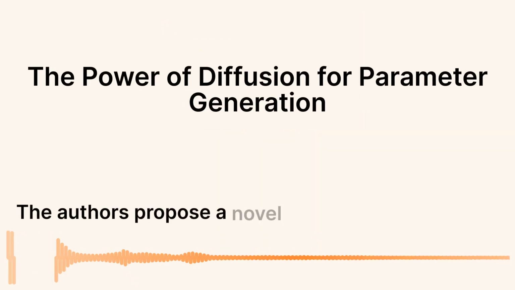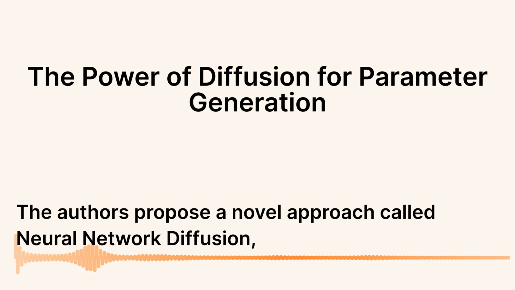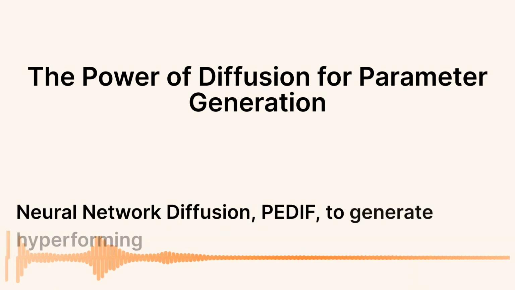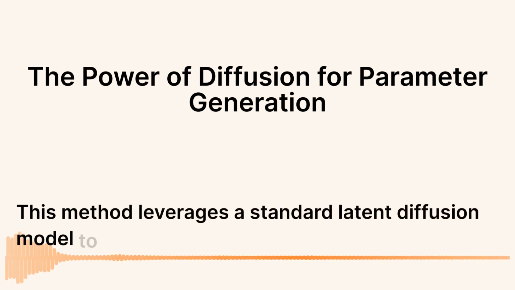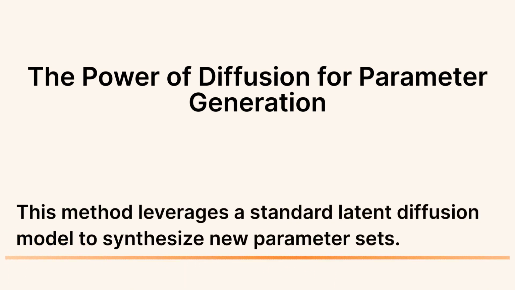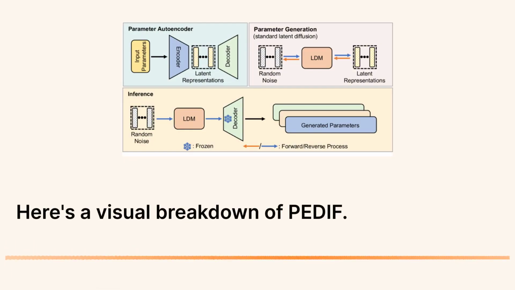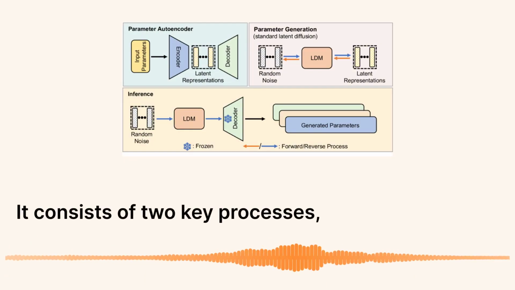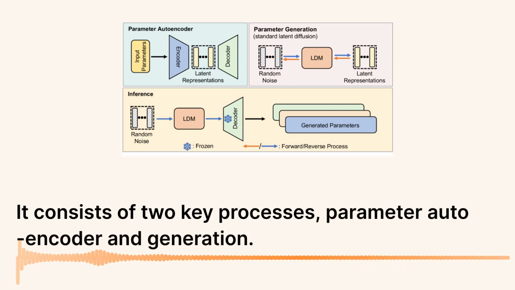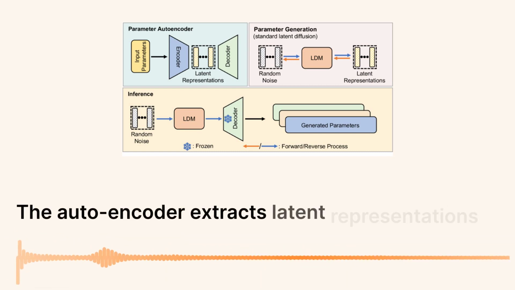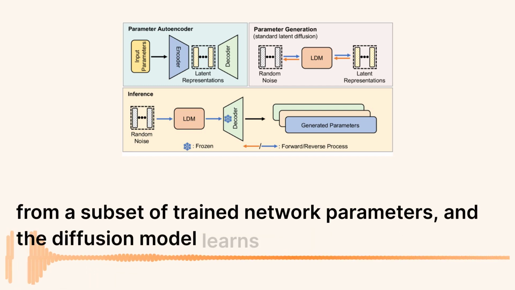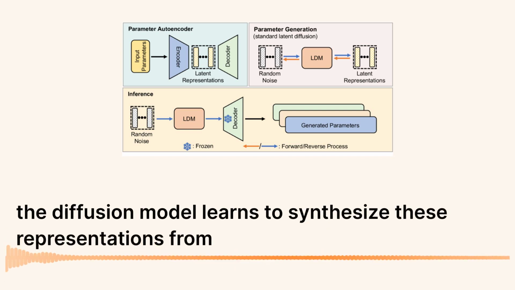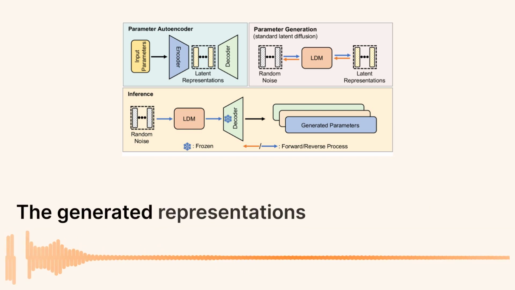The authors propose a novel approach called neural network diffusion, p-diff, to generate high-performing parameters. This method leverages a standard latent diffusion model to synthesize new parameter sets. Here's a visual breakdown of p-diff. It consists of two key processes: parameter autoencoder and generation. The autoencoder extracts latent representations from a subset of trained network parameters, and the diffusion model learns to synthesize these representations from random noise. The generated representations are then decoded to produce new parameters.